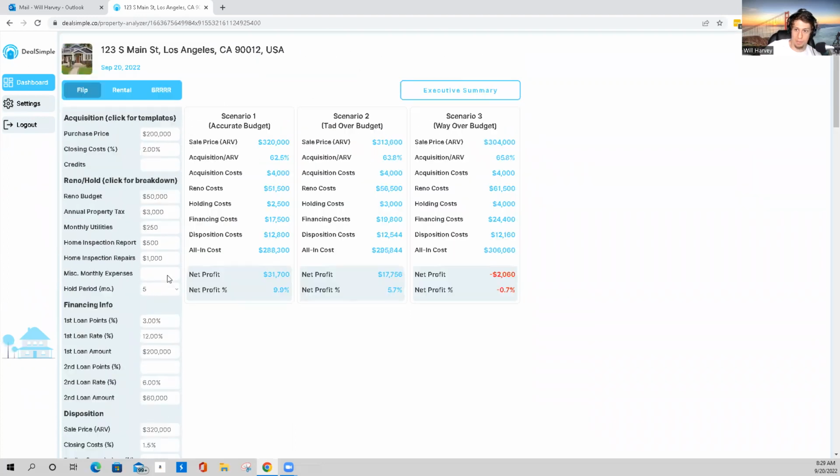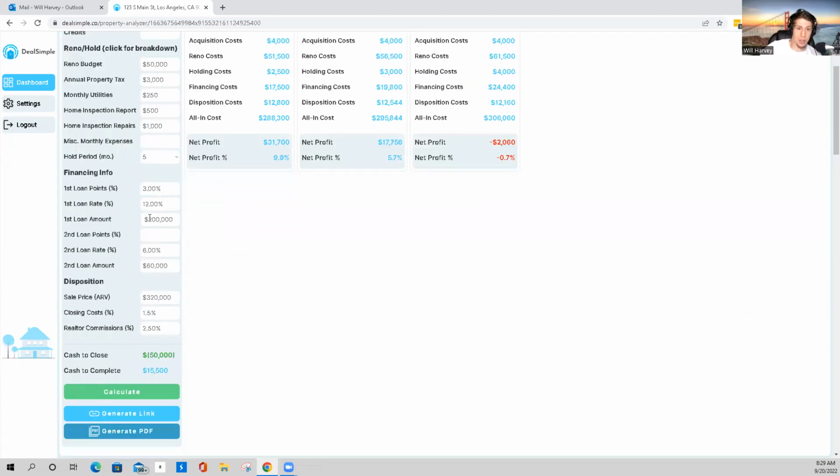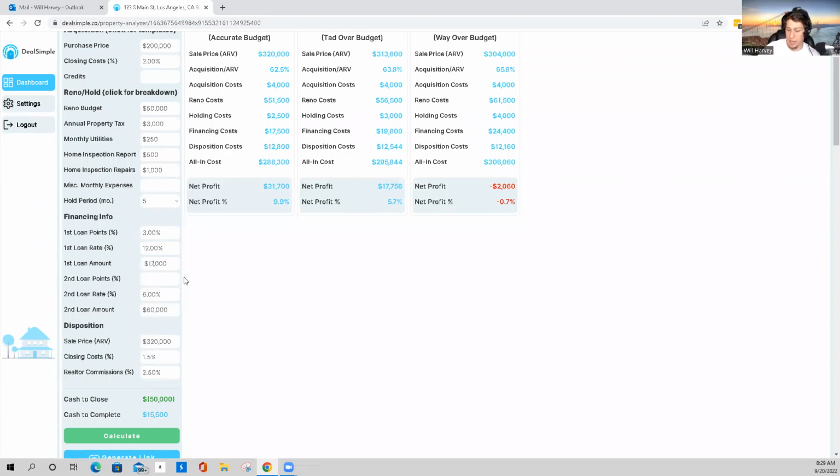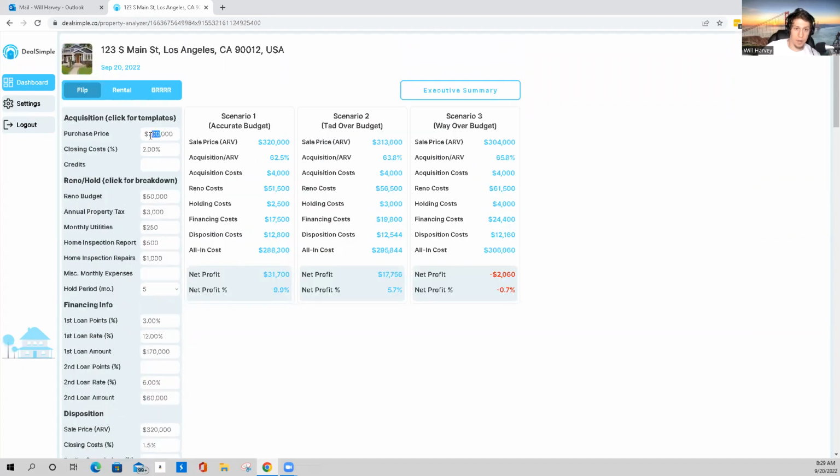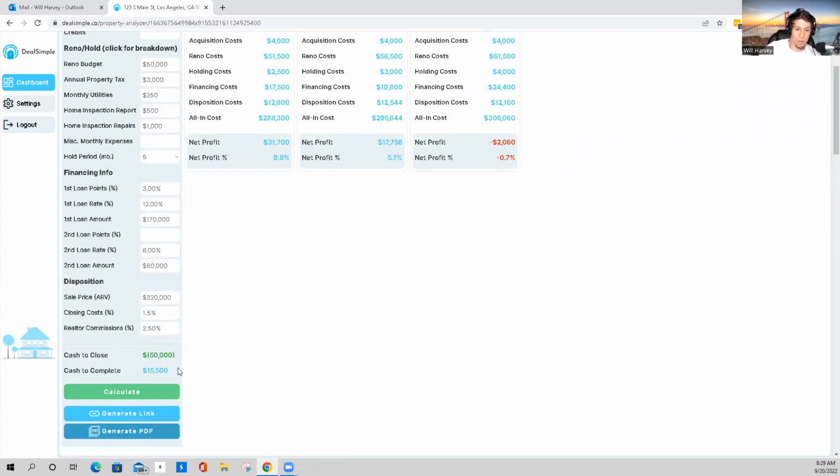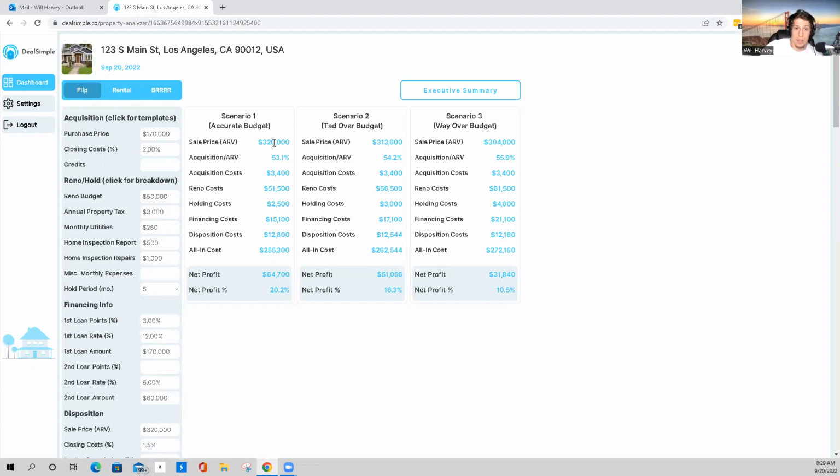Anyway, if we want to get into these numbers a little bit, this is the sale price, and I'm going to move this back to how we originally had it. All right. So this is the sale price. This is the acquisition to ARV ratio. So it's basically taking what you're paying divided by the ARV, and then that's the percentage. 53%.